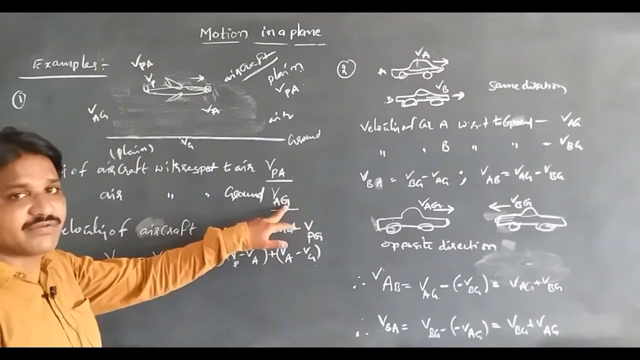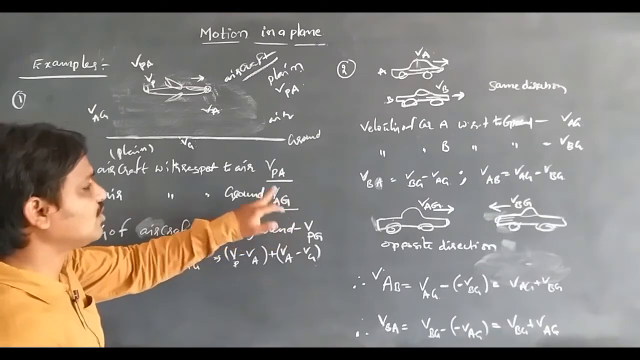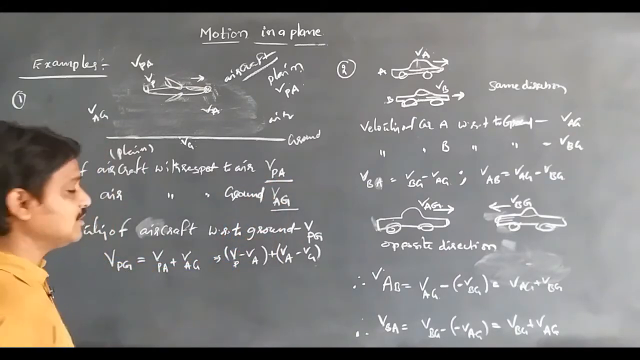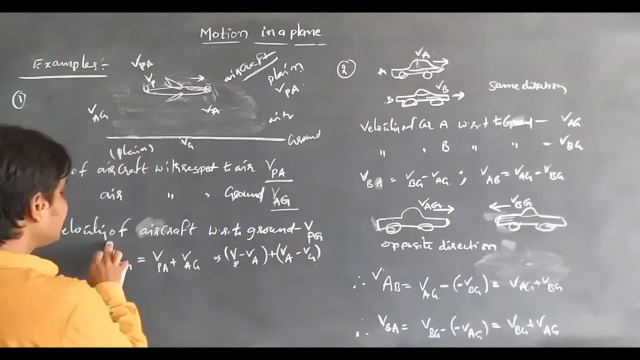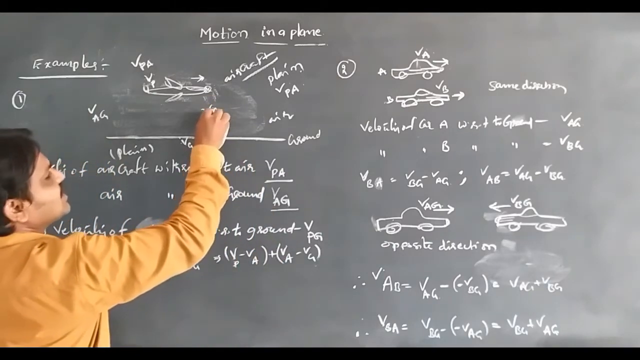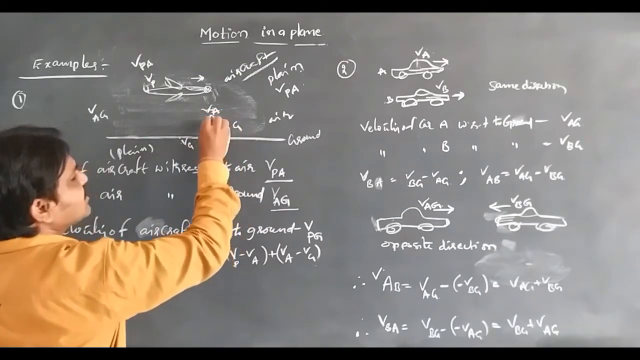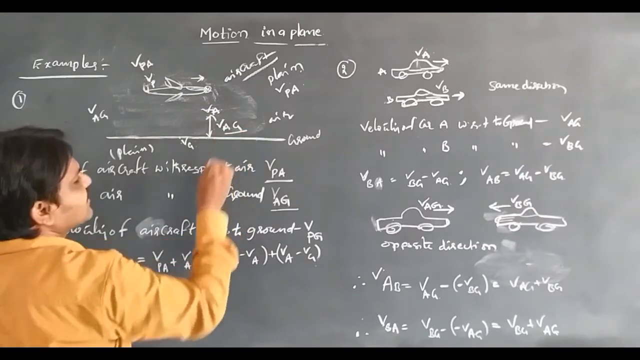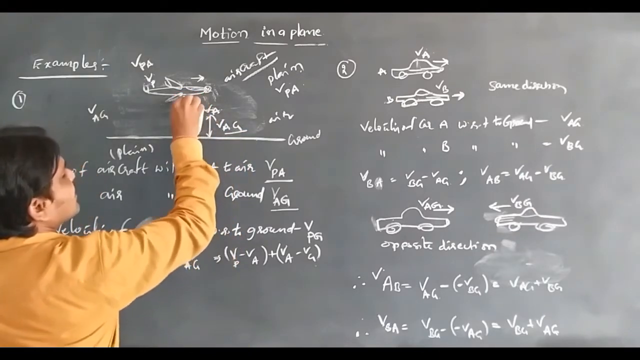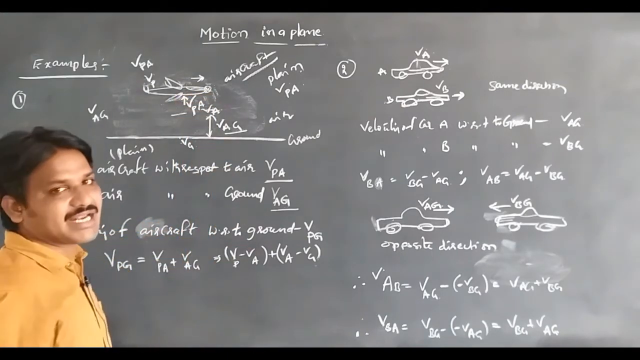Whenever we get problems in the concept of relative velocity, we should know how to write these values, how to take the values. So the velocity of the aircraft or plane with respect to the ground is the relation between them. This will be Vag, the velocity relation between air and ground, the velocity of air with respect to ground. And from the air to the plane, that is Vpa, the velocity of the plane with respect to the air, we are comparing with the air.